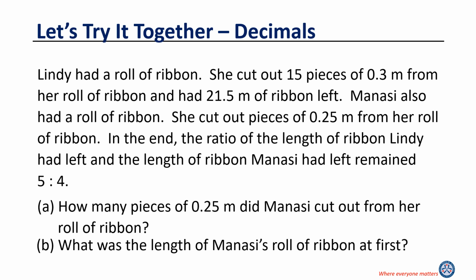Lindy had a roll of ribbon. She cut out 15 pieces of 0.3 meters from her roll of ribbon and had 21.5 meters of ribbon left. Manasi also had a roll of ribbon. She cut out pieces of 0.25 meters from her roll of ribbon. In the end, the ratio of the length of ribbon Lindy had left and the length of ribbon Manasi had left remained 5:4. How many pieces of 0.25 meters did Manasi cut out from her roll of ribbon? What was the length of Manasi's roll of ribbon at first?